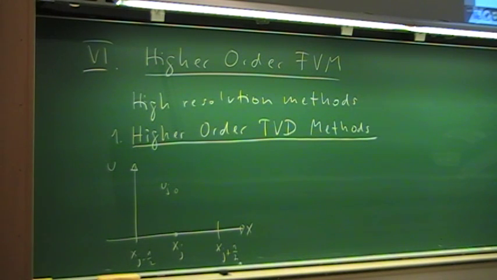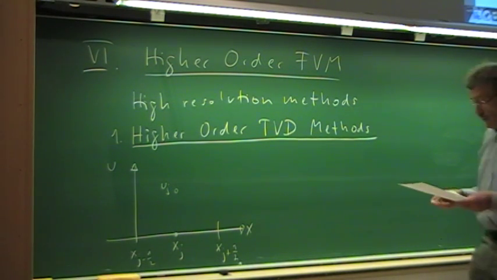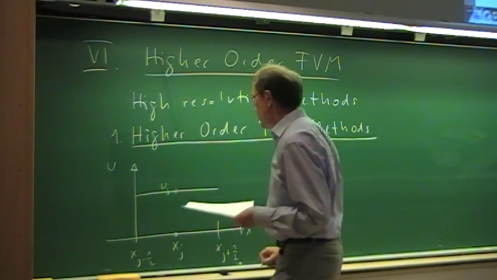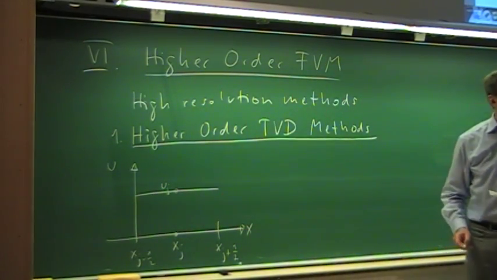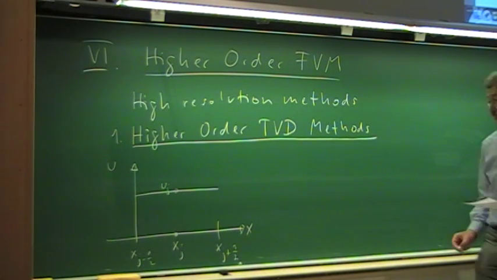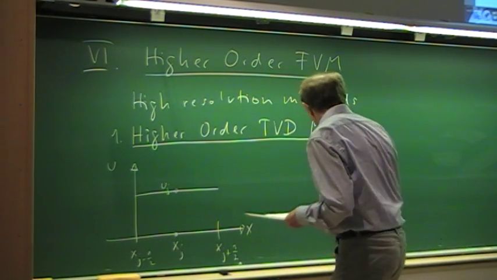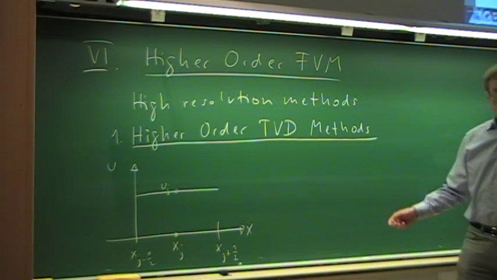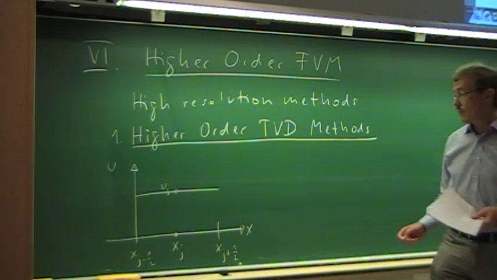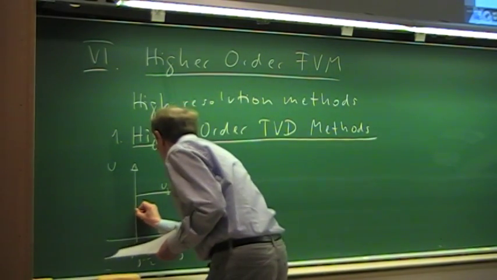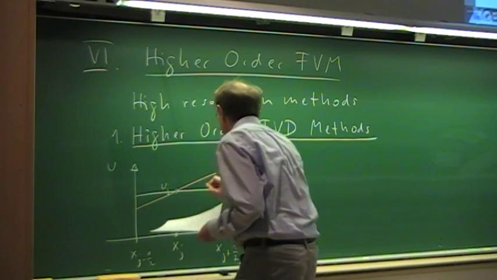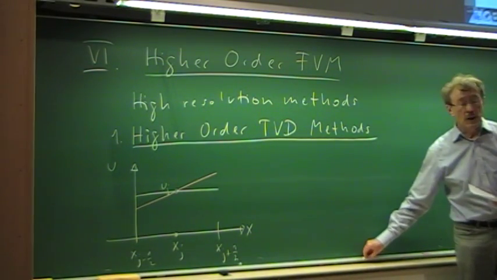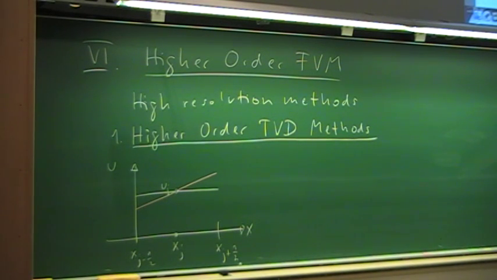So what we want to do now is to replace the reconstruction that was used by Godunov in his method, where he assumed that we have a constant distribution, by some linear distribution. So that was what we ended up with last time. That will only give us first order methods, but when we manage to get a linear distribution, we can represent linear functions in a better way, and we get more accurate solutions.